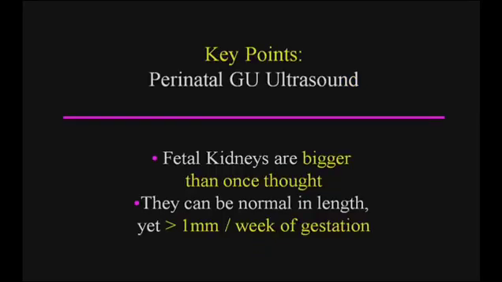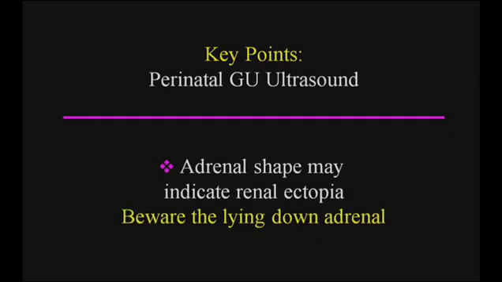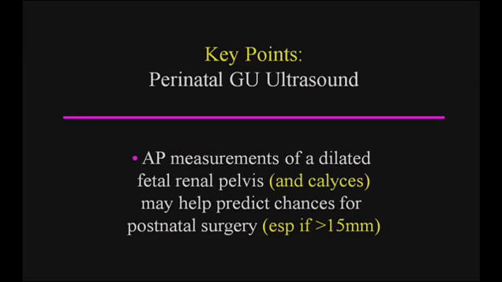So we've discussed several topics in fetal genitourinary analysis. We know that fetal kidneys are bigger than once thought, and they can be normal in length, yet greater than 1 millimeter per week of gestational age. We learned that the adrenal shape may indicate renal ectopia, but beware of the lying down adrenal sign, a linear adrenal.